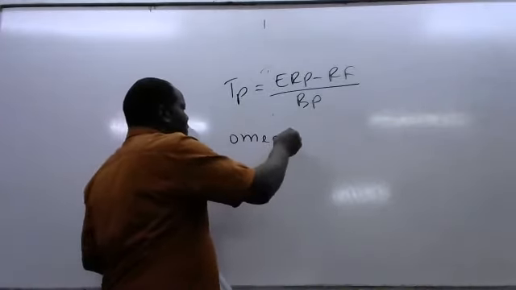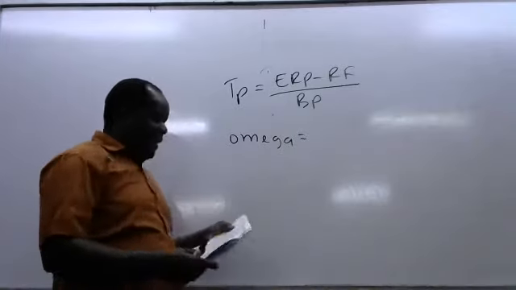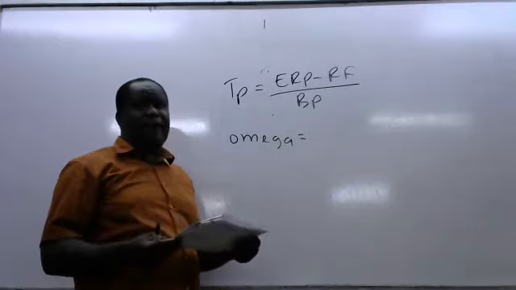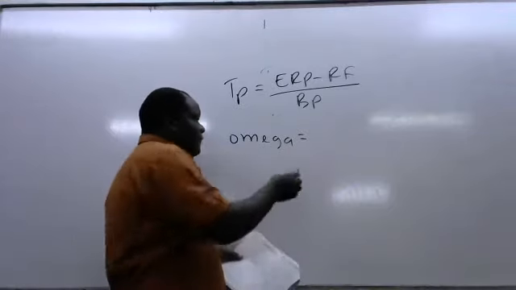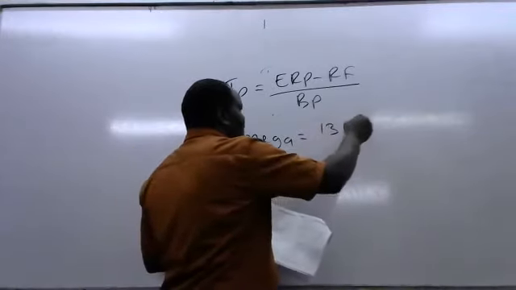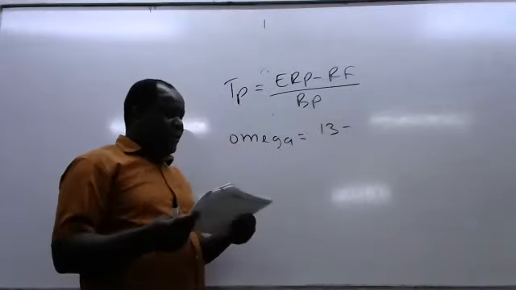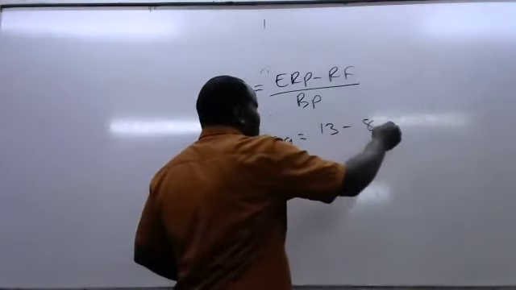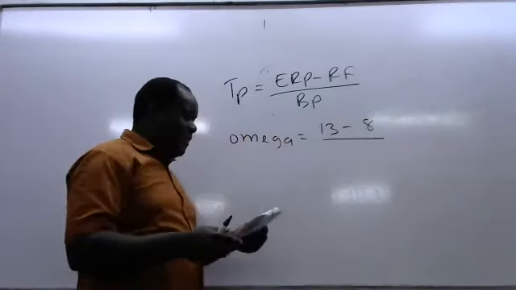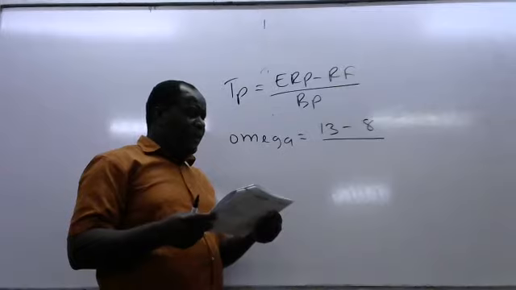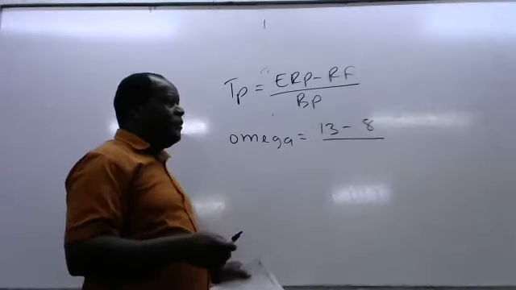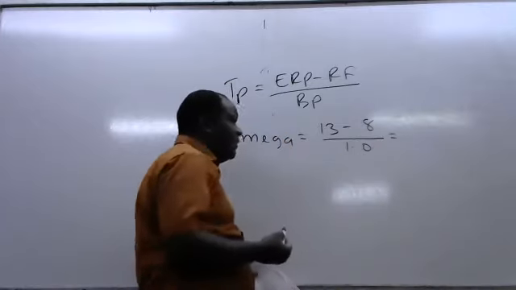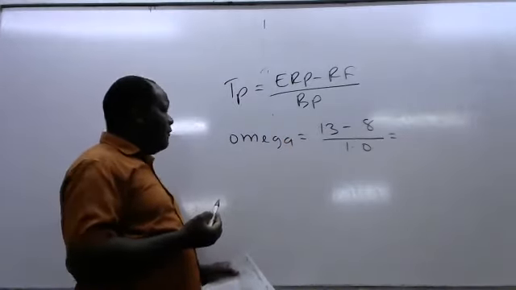If you check the one for Omega, expected return, that's the same as the realized return for Omega. You are given a figure of 13. Then the risk-free rate in note number 2 was 8. Then remember to divide by the beta factor for Omega. That beta factor is given as 1.0. So that is the one for Omega.